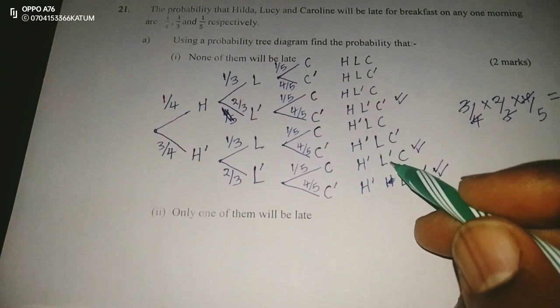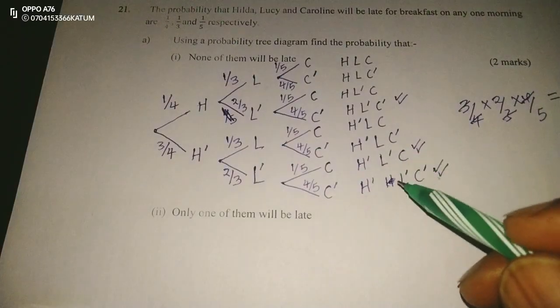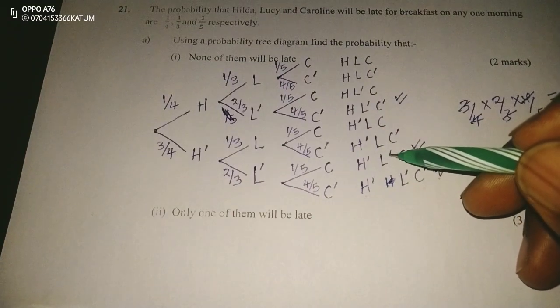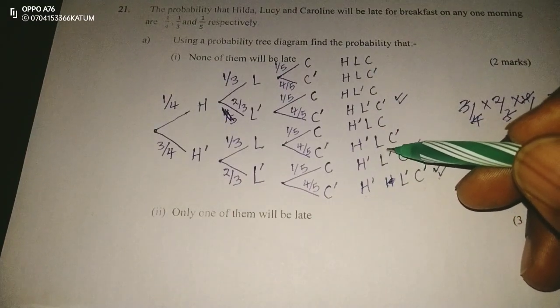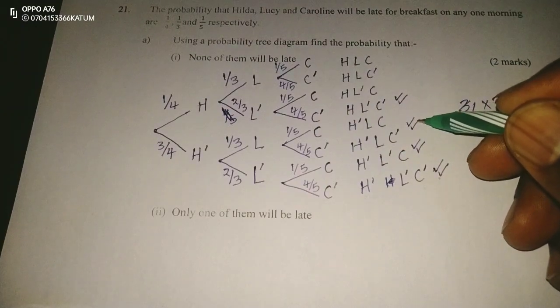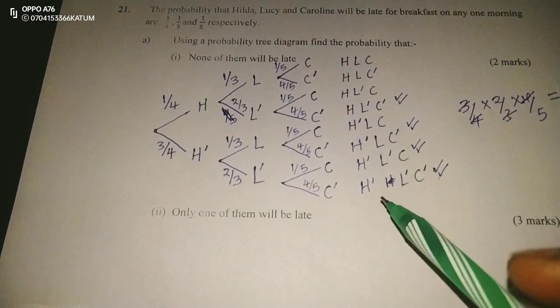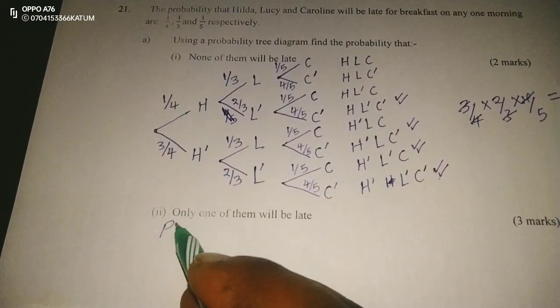Or the other case is the case where only this guy is late. Lucy is late, the others are not. So it's probability.